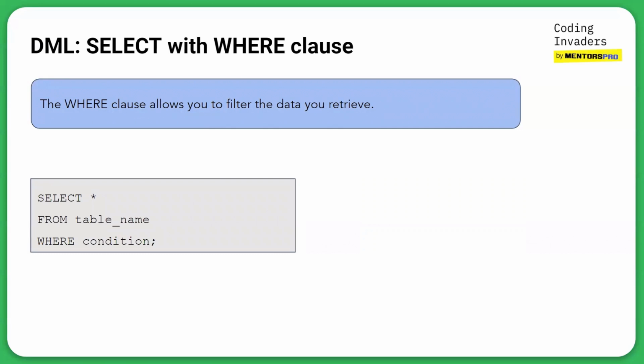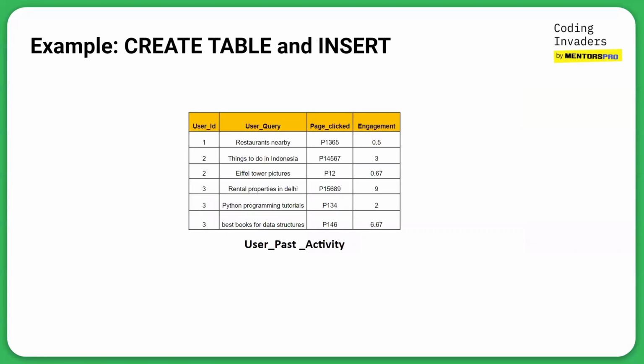values in it. This is our favorite table to use in examples. That is the user past activity. It is one of the tables from our search engine case study. You are familiar with all the different columns of this table now, so I'm not going to explain those columns.